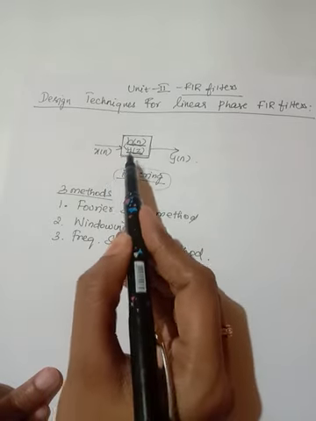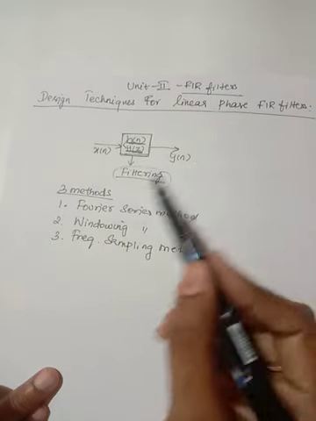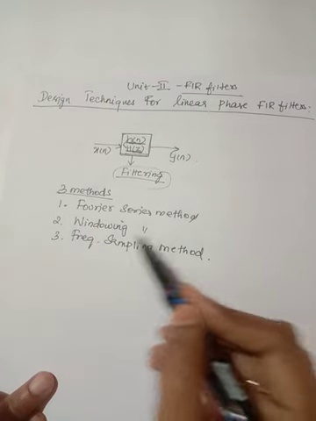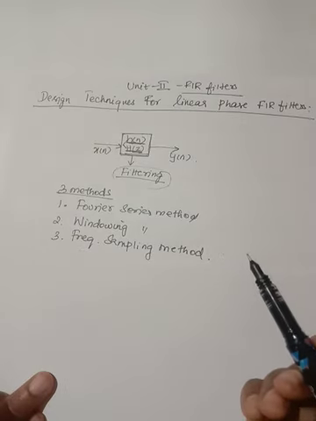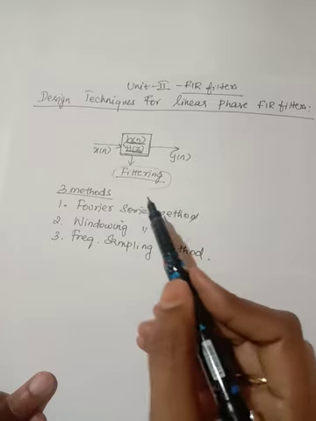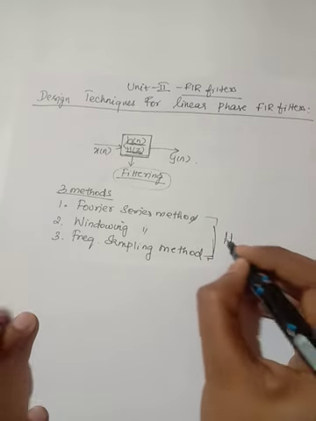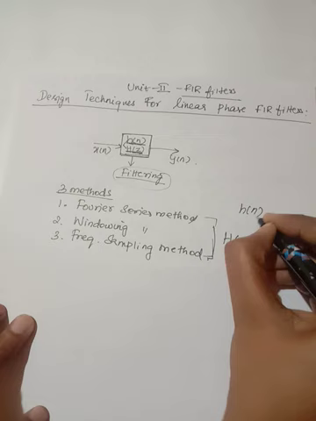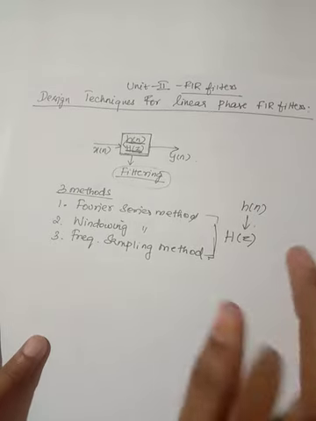In order to design this linear phase FIR filter, there are three methods available. One is the Fourier series method, the second one is the windowing technique, and the third one is the frequency sampling method. First we will see what the Fourier series method is. In these three methods, the main objective is to find the transfer function. How will you find the transfer function? We will find it from the impulse response of the system. This is what we are going to do.